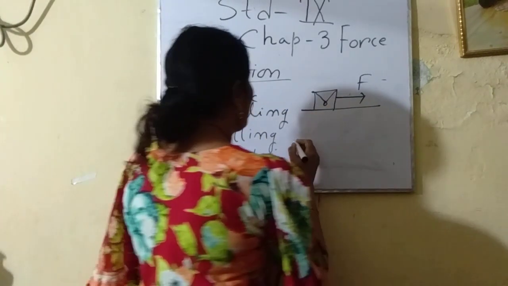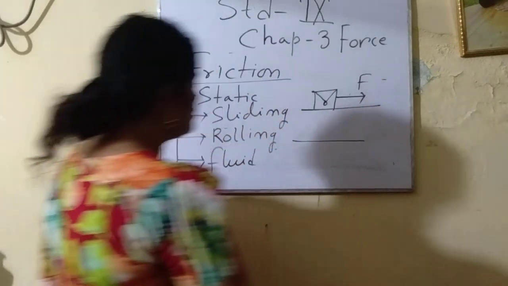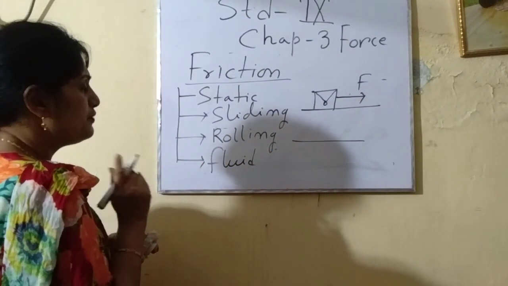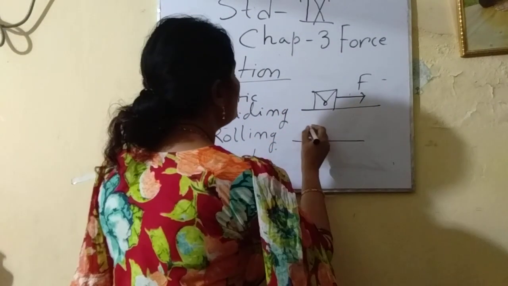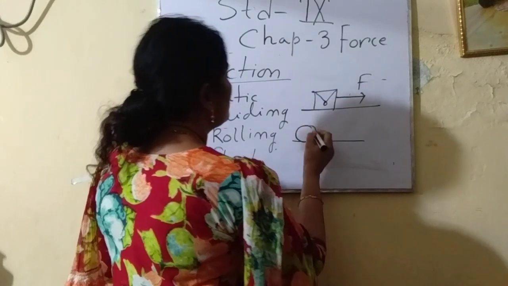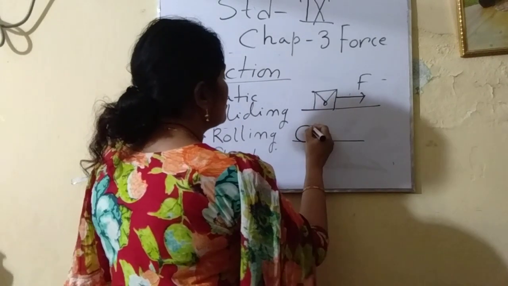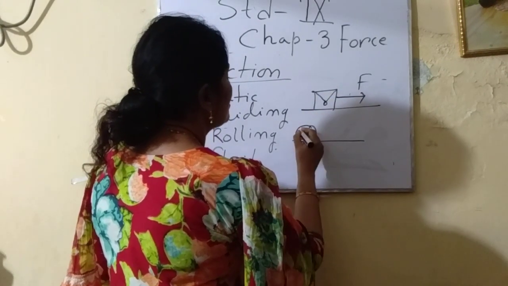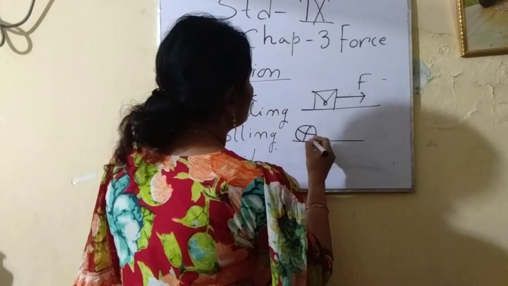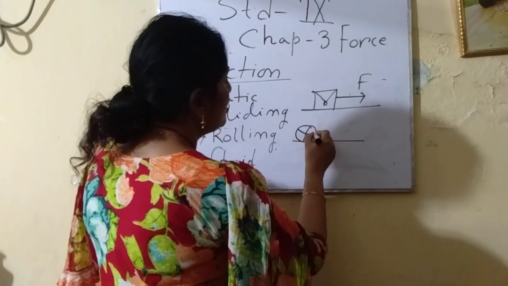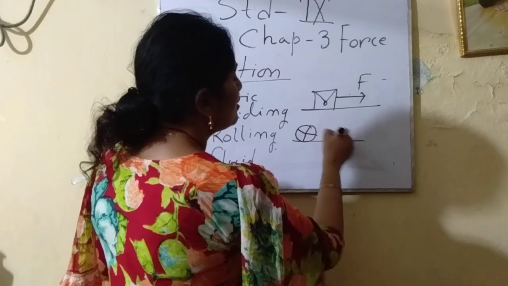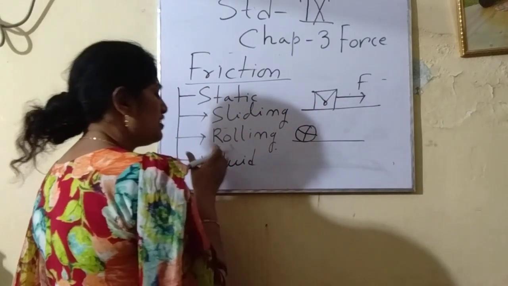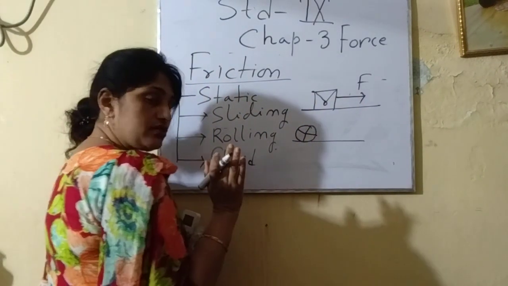Rolling friction. What is rolling friction? Rolling friction means when I roll a ball or a marble or a wheel of a cart on the floor, then the wheel will move by rolling. That type of friction is called rolling friction.